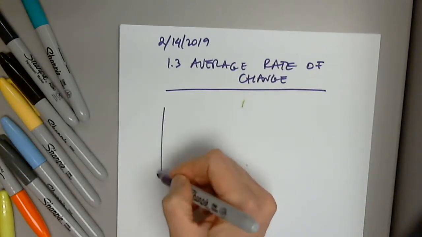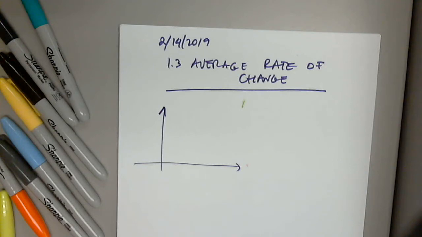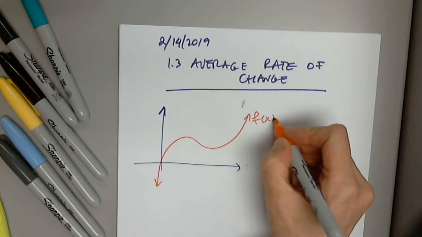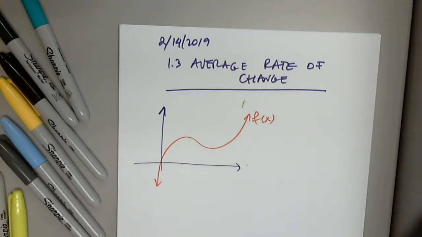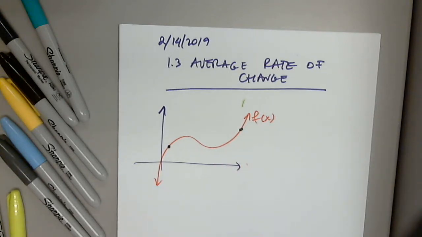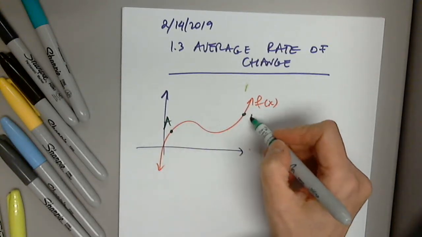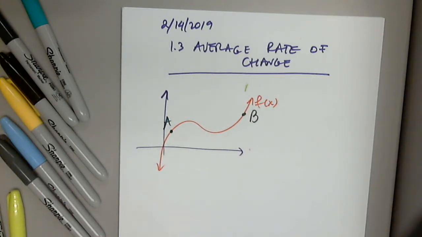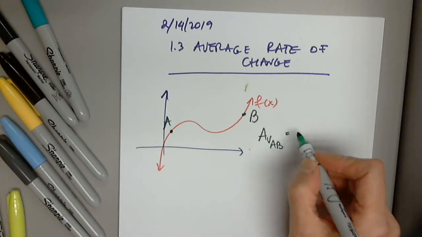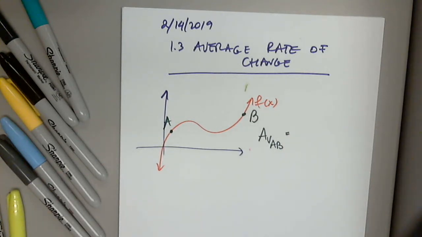So let's look at a function. Here is my function f of x, and I have two points. I have this point and I have this point. Here's point A and here's point B. And I want to find the average rate of change between A and B. How fast is this function changing between these two points?